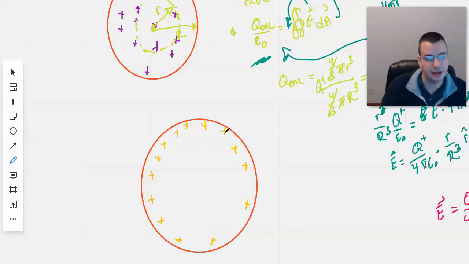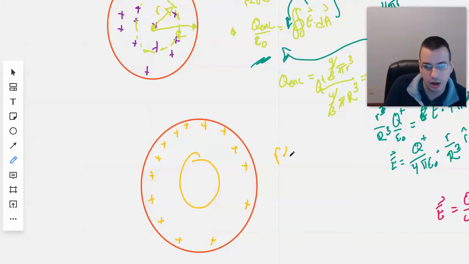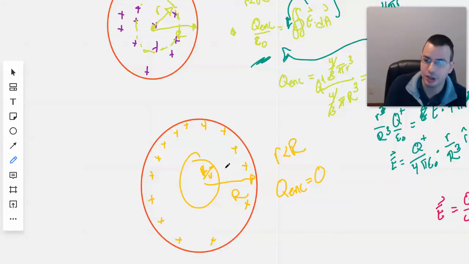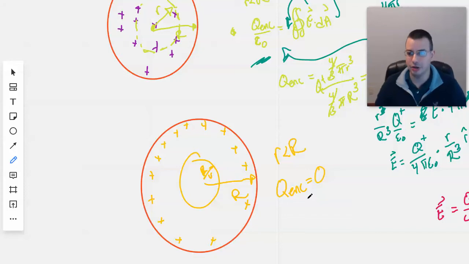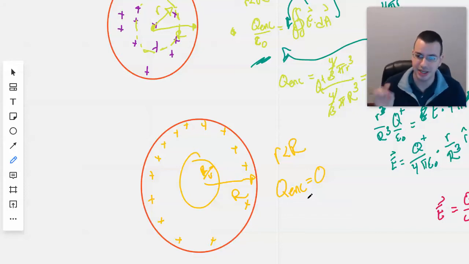Let's say we want to find the electric field at some little r less than big R. For the same scenario here, we have little r, big R. This time, Q enclosed would equal 0, because all the charges would be on the outside of the conductor, not the inside. Therefore, the electric field inside the conductor would be 0, which we kind of already knew. We stated that about a billion times when we talked about conductors, that the electric field inside a conductor is 0.